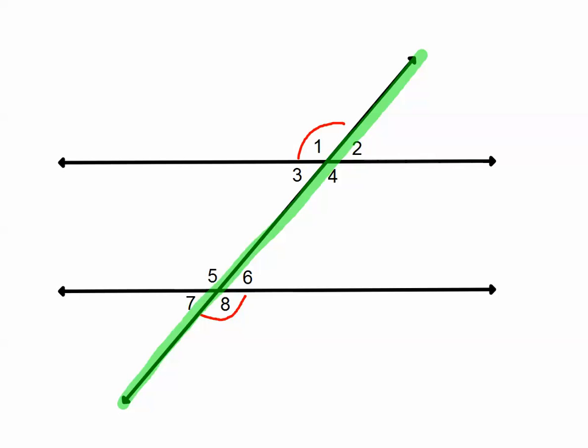Another important pair of angles to know, which are very similar to these, are alternate interior angles. Note, these are on the outside, so if we had a pair like 6 and 3, they are on the inside. One is to the left of your transversal, one is to the right of your transversal. They are alternating on the inside, alternate interior angles.